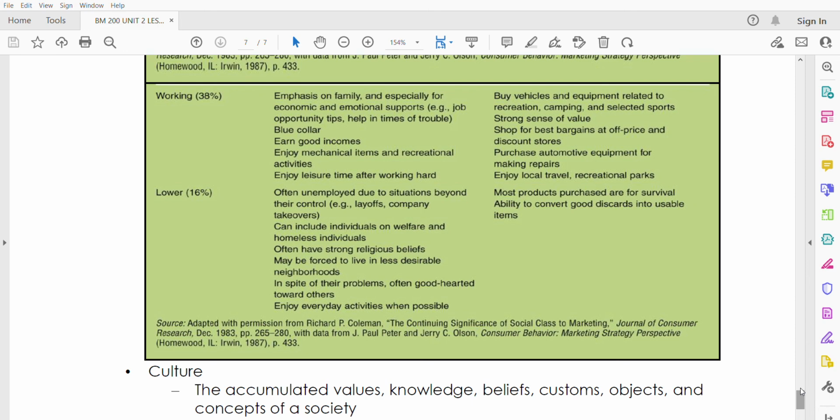They often have strong religious beliefs, may be forced to live in less desirable neighborhoods, and in spite of their problems, they are often good-hearted towards others and enjoy everyday activities when possible. So, most products na ilang ginabay are purchased only for survival, so food and clothing only, and their ability to convert good discards into usable items.